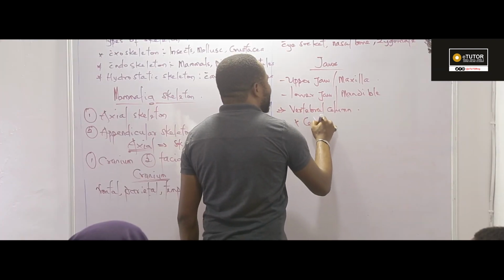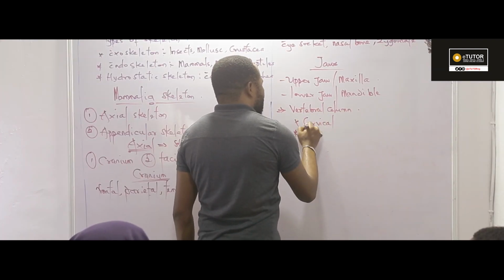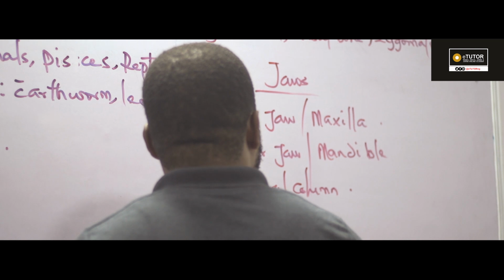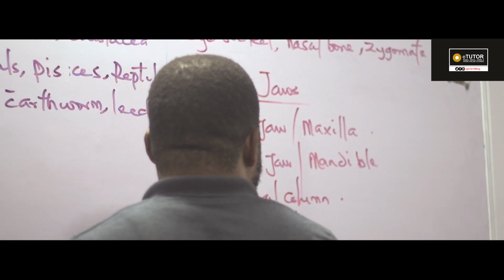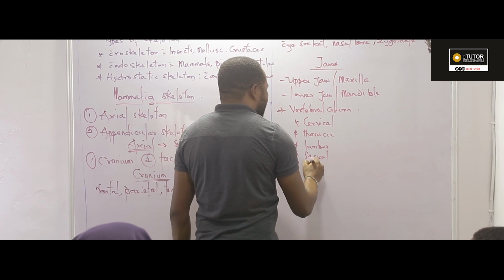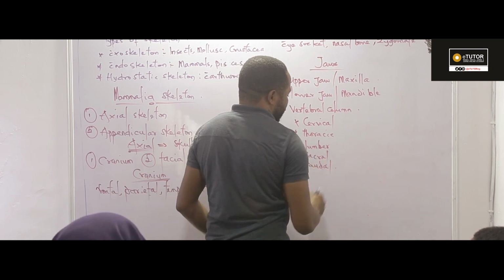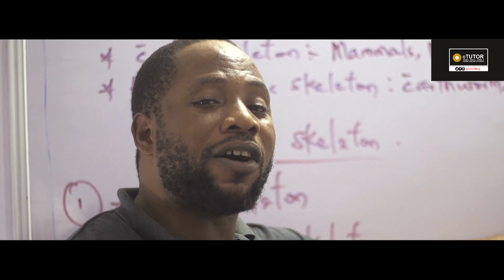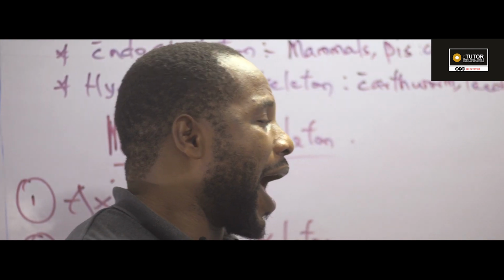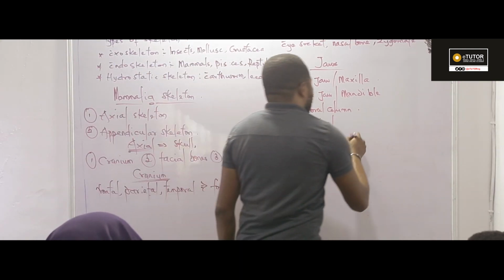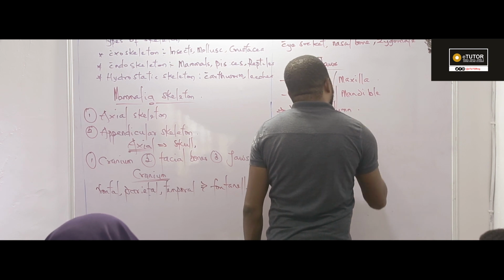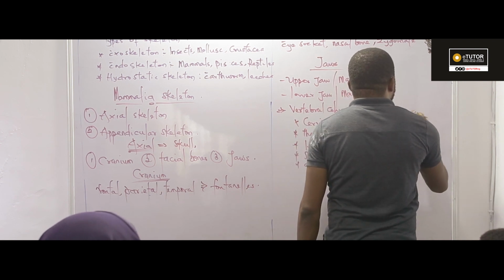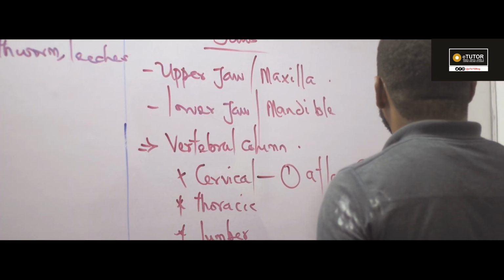The first one is called cervical. We have thoracic. We have lumbar. We have sacral. And we have cauda. Now, the cervical is found at the neck region. And the first 2 bones of the cervical are called 1, atlas bone, and 2, axis bone.